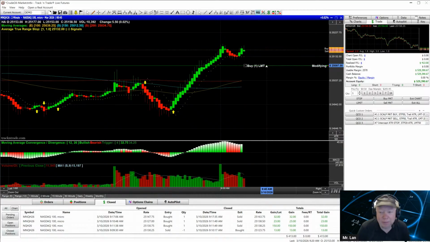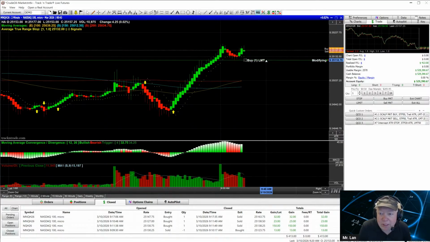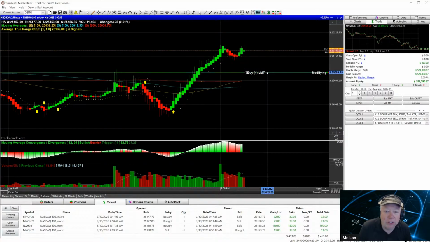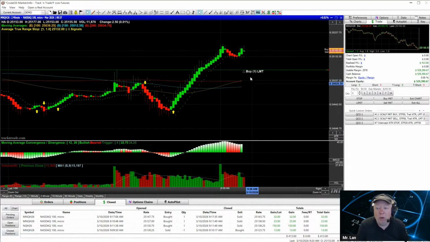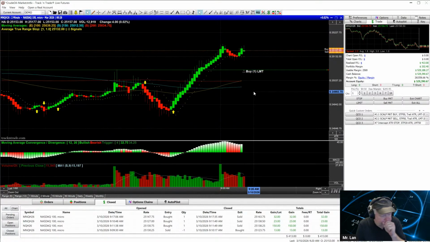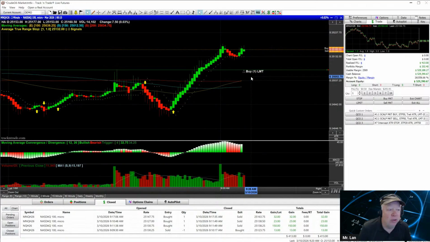So if we drop this in here, we want to buy below the market, and let's just put this in here right here. What this is telling us is that we're going to buy on a limit, meaning that it's going to give us that exact price that we set it at. And if it can't give us that price or better, then it won't fill the order. So it's got to give us that price or better.